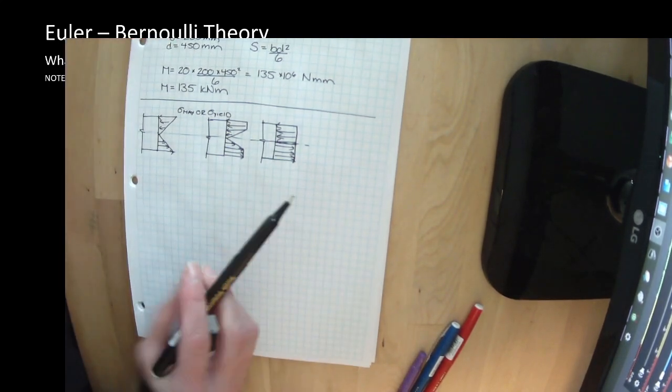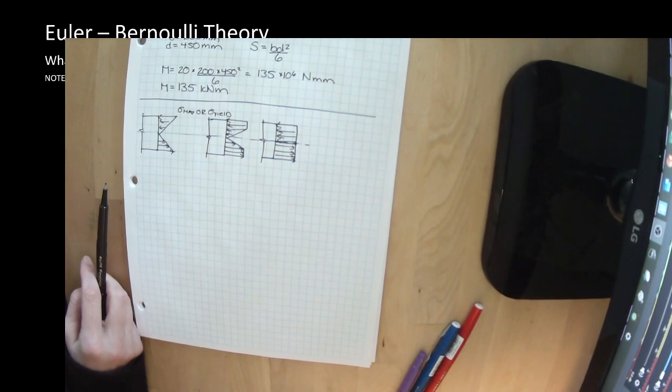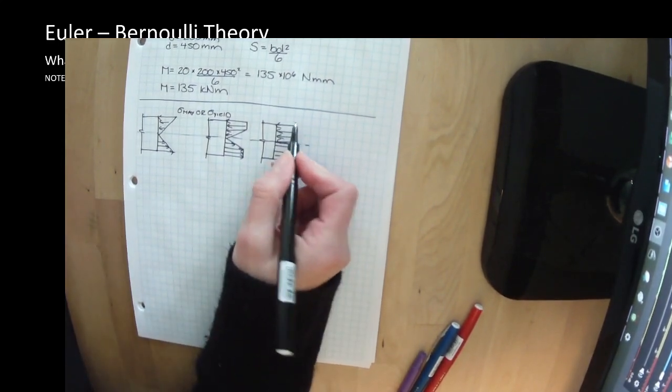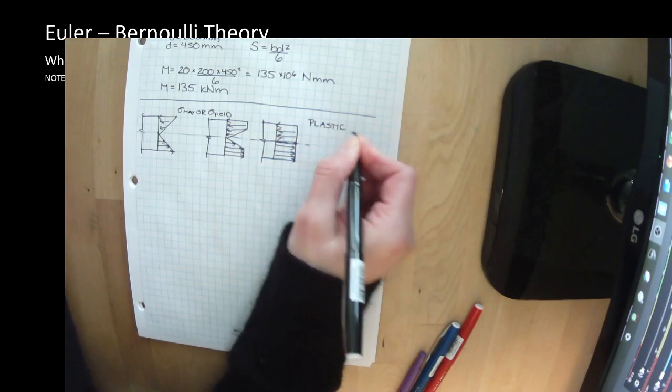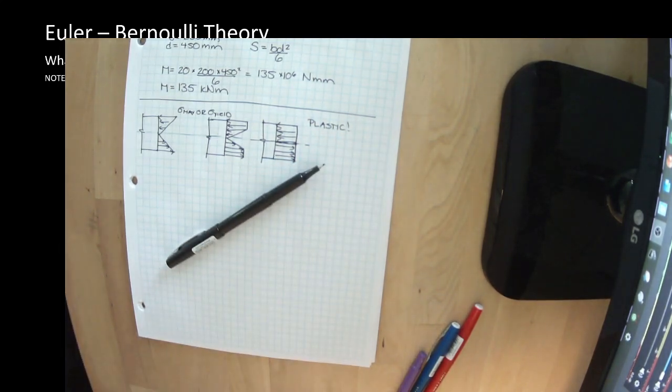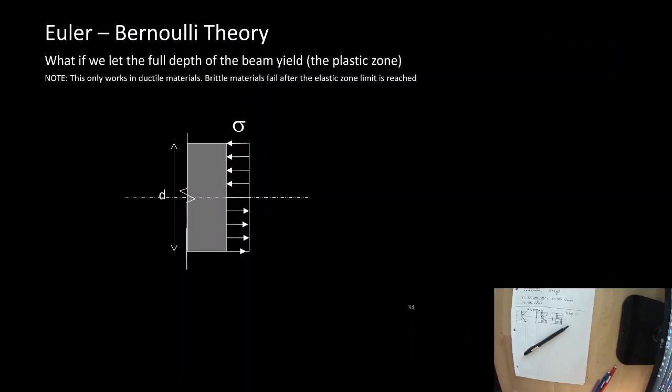So what happens if we did let our material do that? What if we let it go into the plastic zone? The plastic zone. So if we let a material with a plastic zone, if it doesn't have a plastic zone, this doesn't work. It will have failed by this point. So this only works in ductile materials. Brittle materials fail after the elastic zone limit is reached.